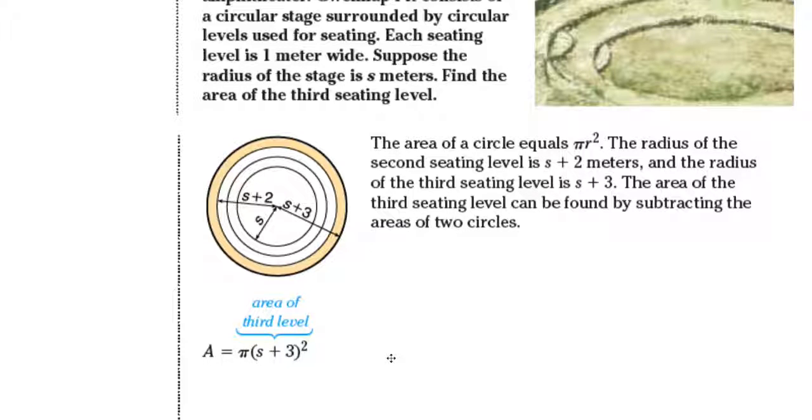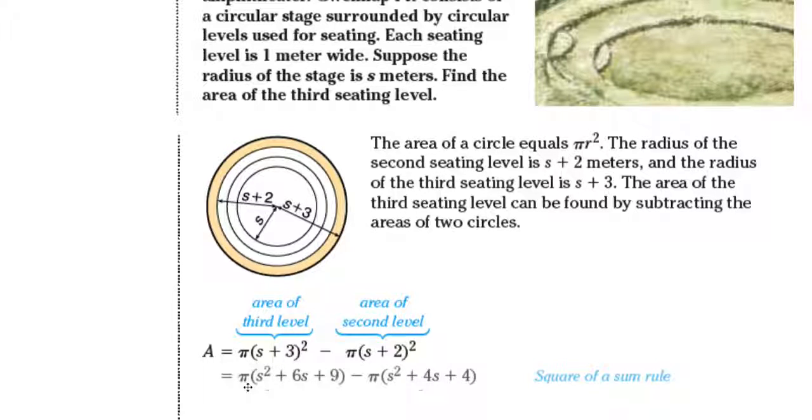And we are going to subtract the area of the second level, which is pi times quantity s plus 2 squared, which is the radius of the second level. Okay, and if we simplify this further using the sum of a square rule, this becomes now pi times s squared plus 6s plus 9.